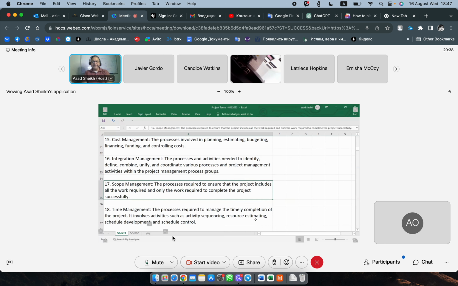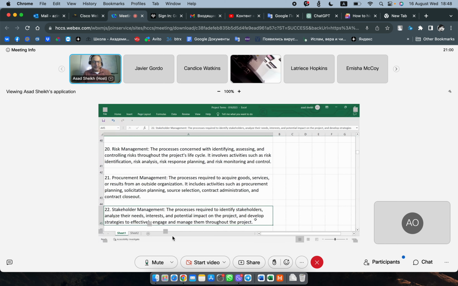Scope management, how to manage the scope, and we're going to talk about scope starting week after next. Next week we're going to focus on resources because that's where team comes into play. Time management is about schedule. Human resources, a resource chapter. So I'm going to skip some of these. You can read them on your own. Risk management was the risk. We talked about that. Procurement management is about planning, soliciting, source selection.